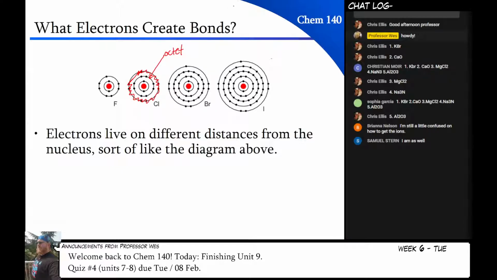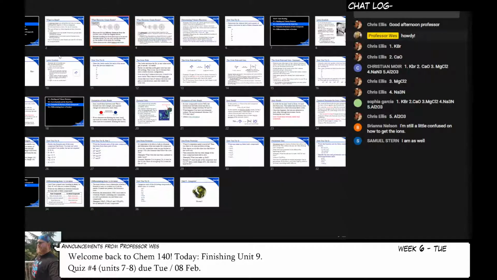So removing electrons will also get you to an octet, but if you're already close, like all of these are close, I'm just going to add an extra electron for chlorine, bromine, and iodine. That will get you to the octet. Where am I on here? There we are.